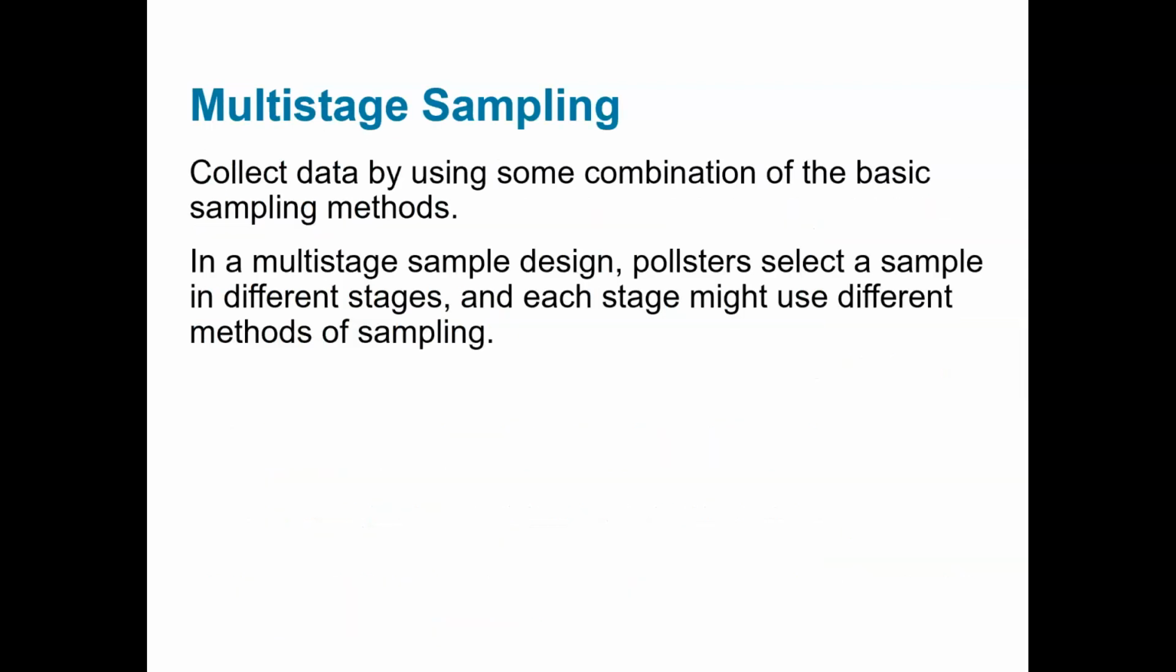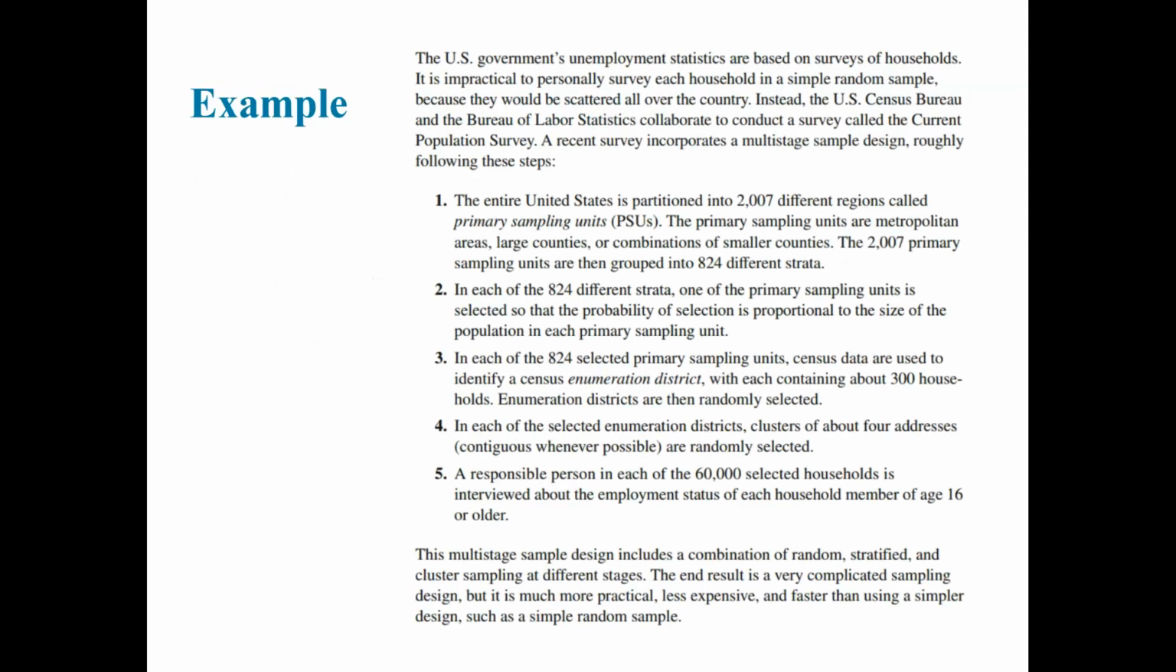Multistage sampling is where we use a combination of the different sampling methods. So here's an example of a U.S. government survey. And so at each different level here, they're combining random, stratified, cluster at different stages. The end result is a very complicated sampling design, but it may be more practical or less expensive and faster than a simple random sample, which can actually be quite difficult.